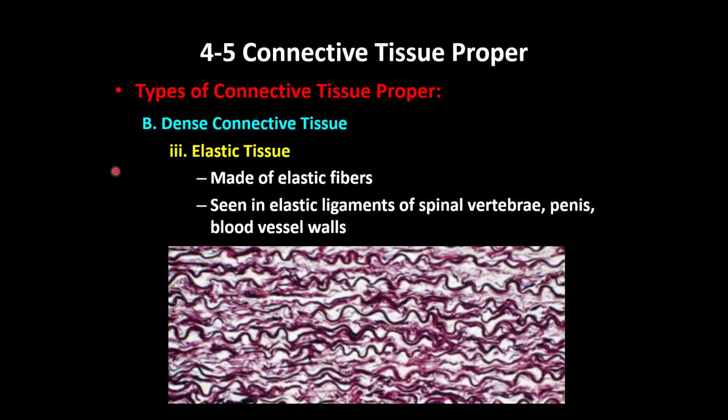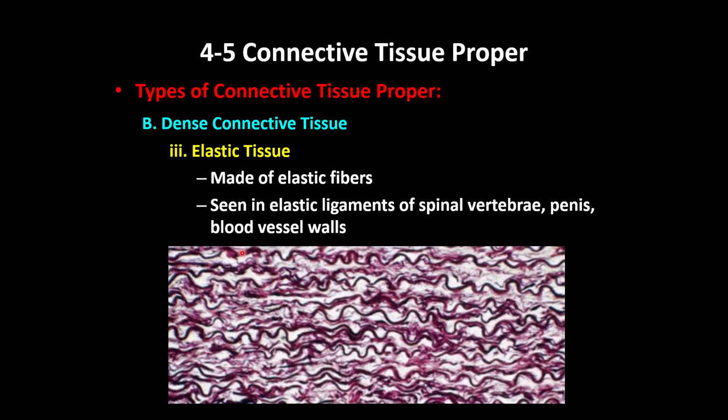The third one is called elastic tissue. Some sources divide this as a separate type of connective tissue. Some of them put it under the dense connective tissue, so it doesn't matter. For the sake of argument, for now, let's keep it under the dense connective tissue. So this is made of elastic fibers, and elastic fibers, I said before, are long and they're wavy. So you see these ones, they're long and wavy, like that.